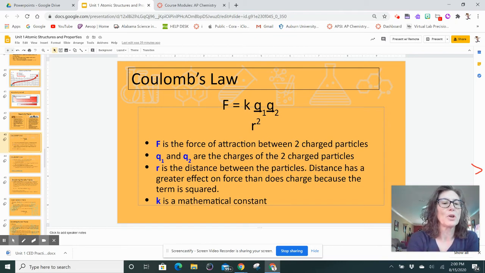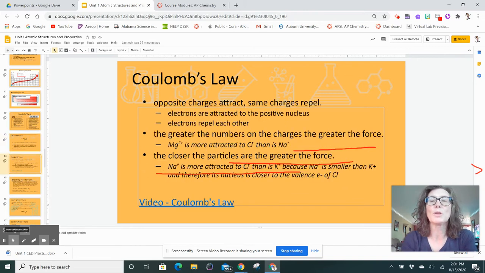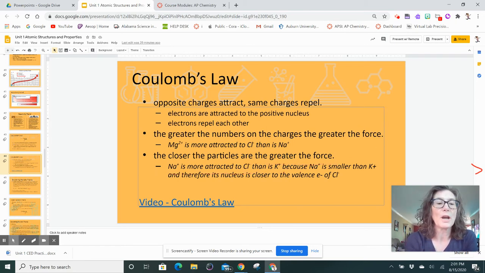Coulomb's law states that the force of attraction between two charged particles is proportional to the charges and to the distance between them. So it's directly proportional to the charges of those two particles, but it's inversely proportional to the distance between them squared. And K is just a constant. Coulomb's law is what helps us to explain why some of these trends exist. So opposite charges attract, like charges repel.